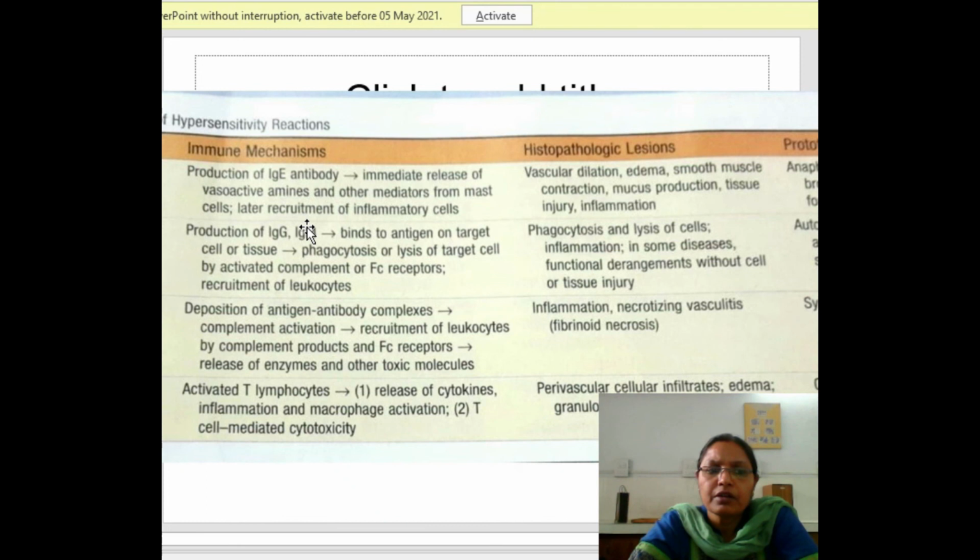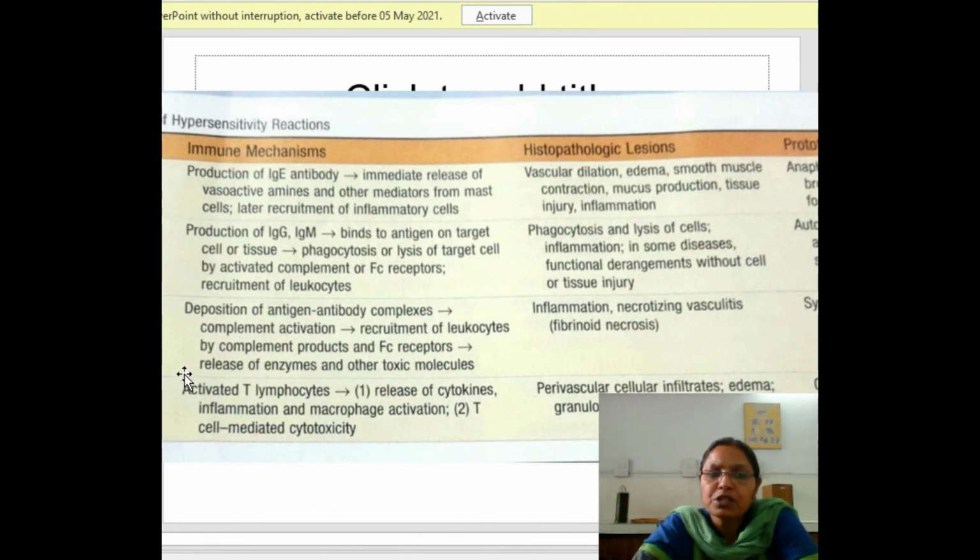Now this table is showing the four types of immunological reaction, their immune mechanism, their histopathologic lesion, and their prototypical disorders. In type 1, there is production of IgE antibodies, there is vascular dilatation, edema, smooth muscle contraction, mucus production, tissue injury, inflammation, and there is anaphylaxis, allergy, bronchial asthma or atopic form. Then antibody mediated, production of IgG, IgM, and histopathologically phagocytosis and lysis of the cells. Inflammation is there, functional derangement, and the prototypes are autoimmune hemolytic anemia and Goodpasture syndrome.